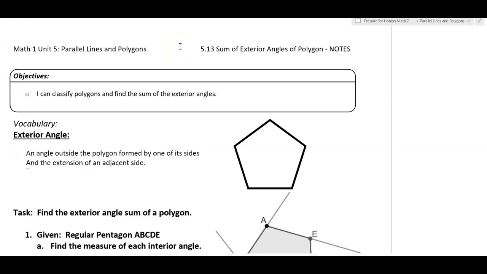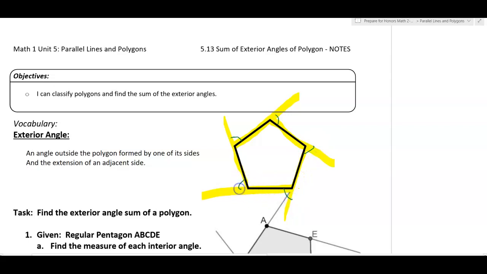Hello, everyone. So this lesson is going to shift from the previous lesson, which talked about interior angles, and now we're going to talk about exterior angles. When we discuss exterior angles, one thing you need to know is what an exterior angle is. Well, if I take a polygon and extend each side like such, what happens is we get these angles outside, okay?